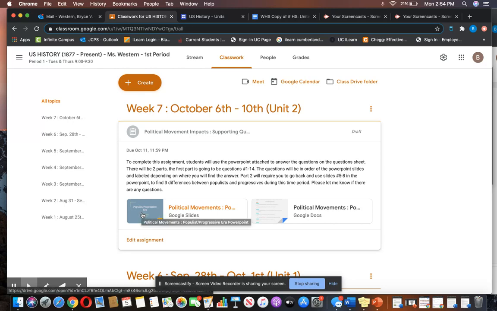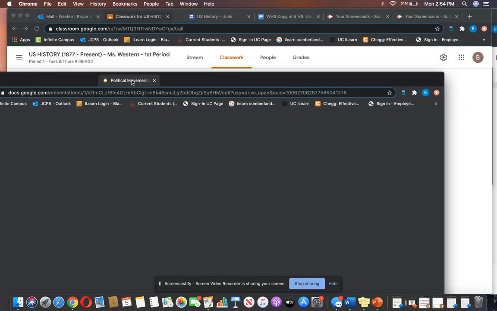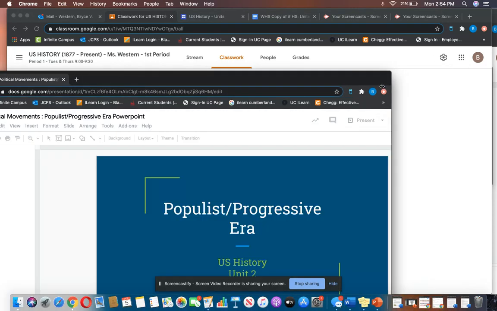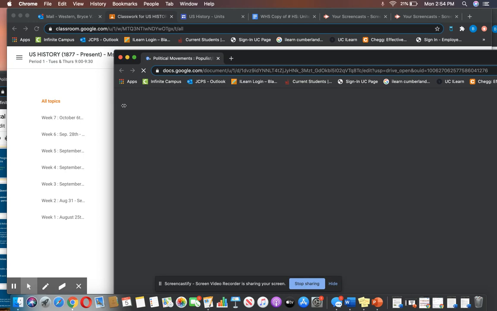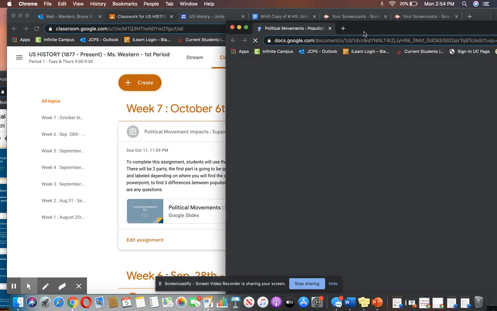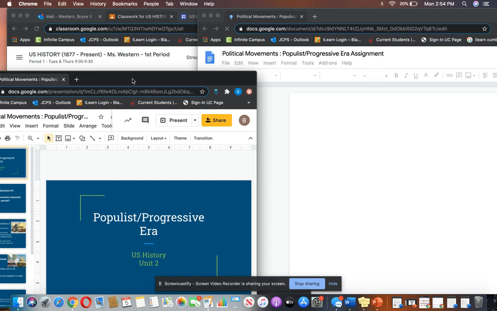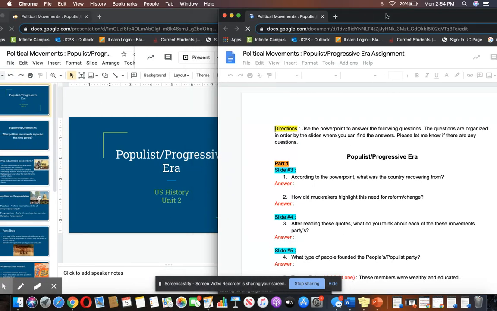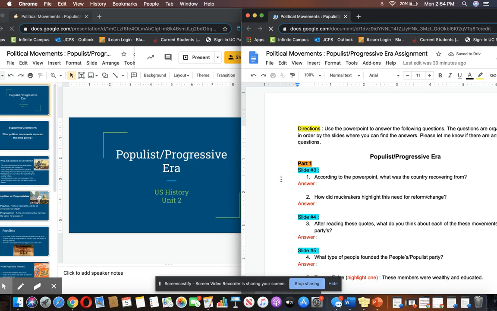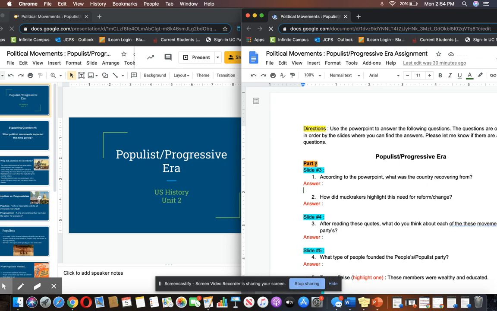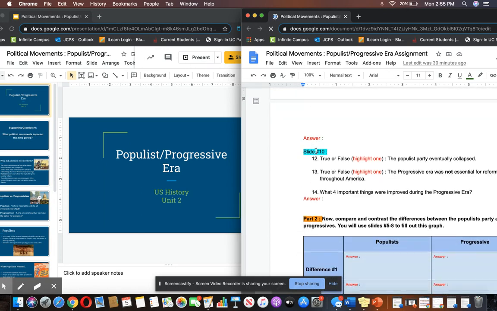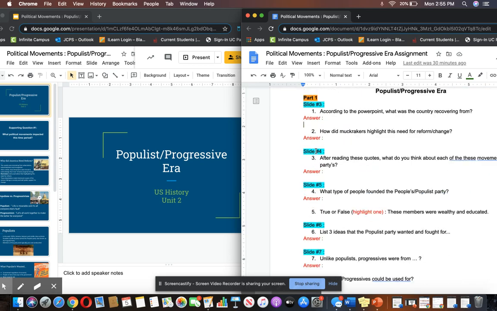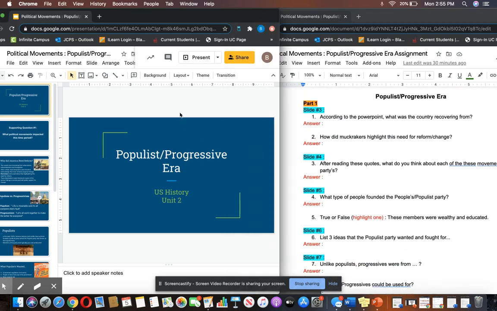You're going to open the slides and use the slides to answer the questions that come along with it. I suggest putting them side by side so it helps you follow along as you answer the questions. To show you, there are going to be 2 parts. Part 1 is 14 questions, and then part 2 is a chart that you're going to fill out. Part 1 starts at slide 3.